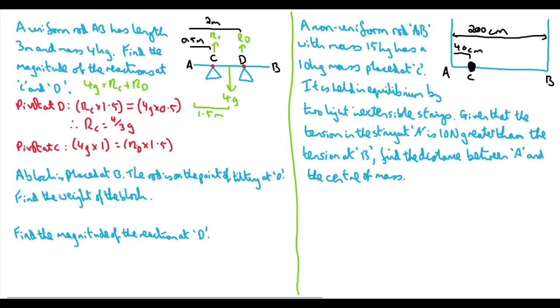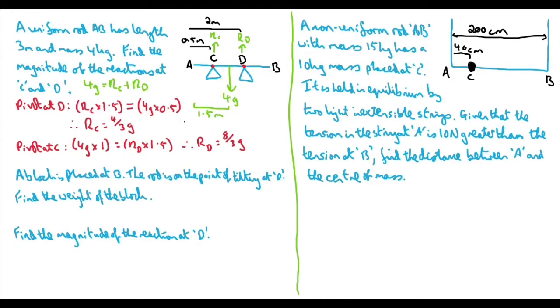So 4g equals 1.5d, therefore divide by the 1.5, your RD is going to equal 8/3g. Again, what you would have got if you had used that vertical equilibrium expression instead. Okay. Well, now that we have these, we're then told about some other things.